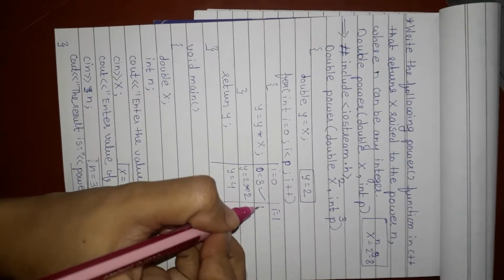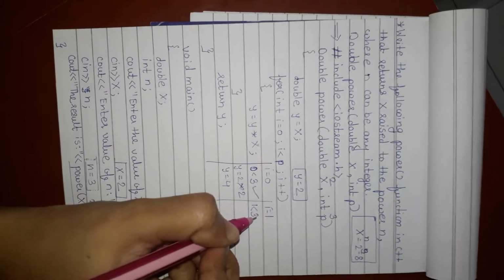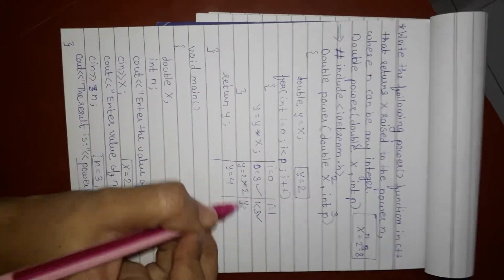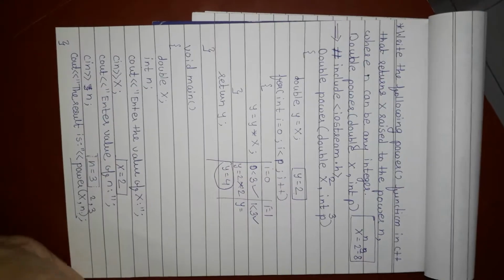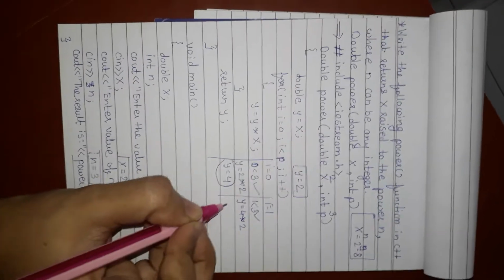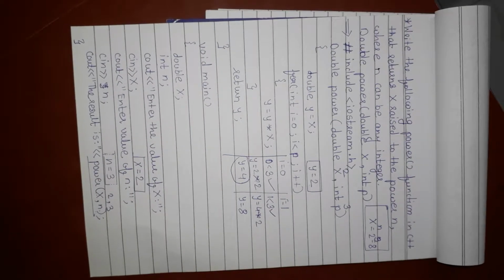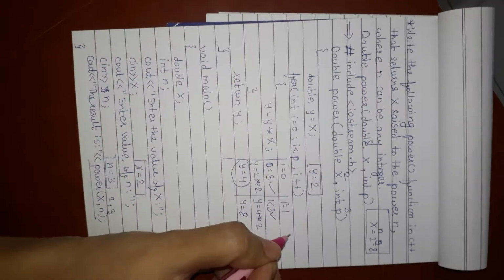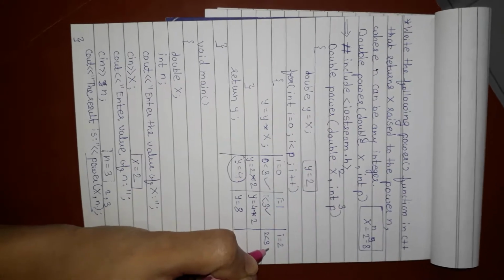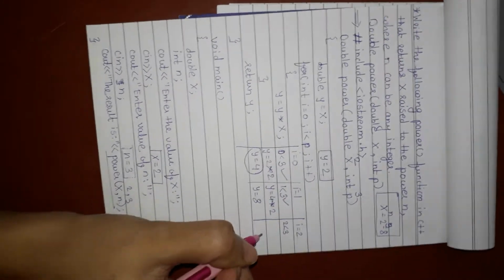Again the condition is checked: 1 less than 3, yes, true. Then again y equal to y into x. The value of y in the previous iteration is 4, and x is not changed, that is 2 only. So y equal to 8. After that, because of i plus plus, i will be 2, and 2 less than 3 is true, so we get the answer as 16, which is wrong. Means there is something wrong in this program.